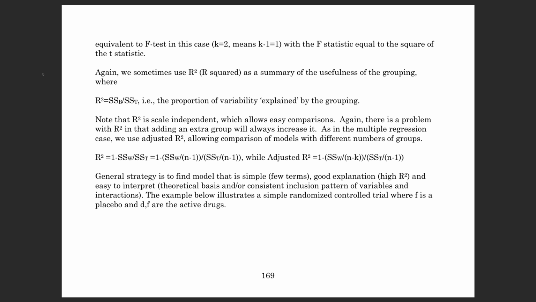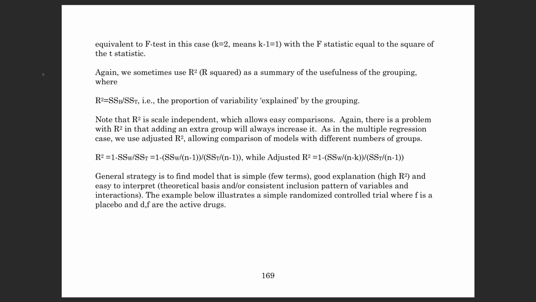And again, there is a problem with r squared in that if we add an extra group, r squared will always go up. So as in the multiple regression case, we use the adjusted r squared to allow comparisons of models with different numbers of groups, and we adjust the r squared in just the same way, where we divide SSW by n minus k instead of by n minus 1.